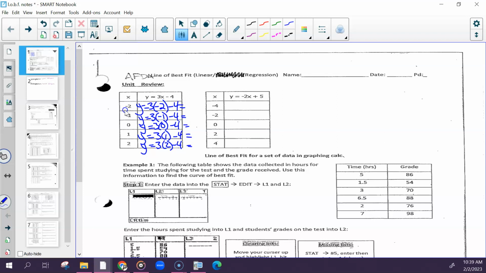And then, what would 3 times negative 2 minus 4 give us? Okay. 3 times negative 1 minus 4? Good job. 3 times 0 minus 4? Minus 4. Yep. 3 times 1 minus 4. Negative 1. And 3 times 2 minus 4. Notice that each of these is going up by 3. That's your slope at play. It's going up 1, right 1 for all of these.